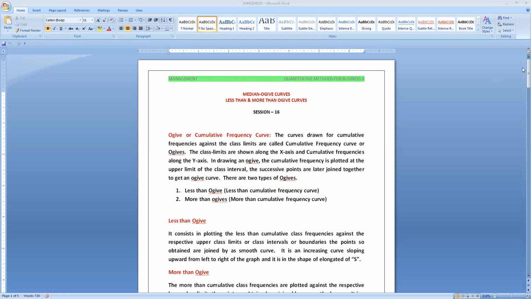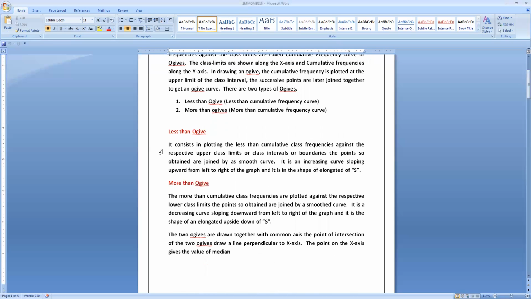Let us know what we mean by less than OG curve. This curve consists in plotting the less than cumulative class frequencies against the respective upper class limits or class boundaries. The points so obtained are joined by a smooth curve. It is also called an increasing curve, sloping upward from left to right of the graph, and it is in the shape of an elongated S. Less than curve means the curve which is increasing in the form of an S shape.